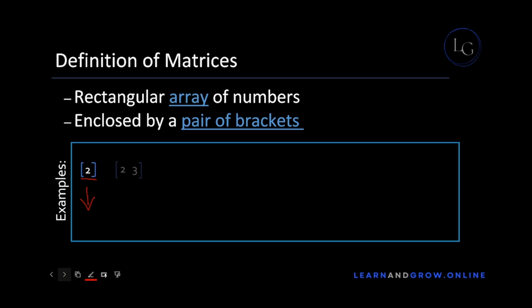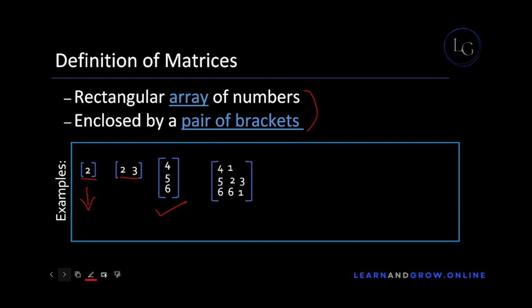In this next example, we have 2 entries or elements, you can call it whichever you like, and it is a matrix as well, as it fulfills both requirements. In the same way, we have this next example. We will call this a matrix as well, as it is fulfilling both requirements. It is a rectangular array of numbers and it is enclosed by a pair of brackets.